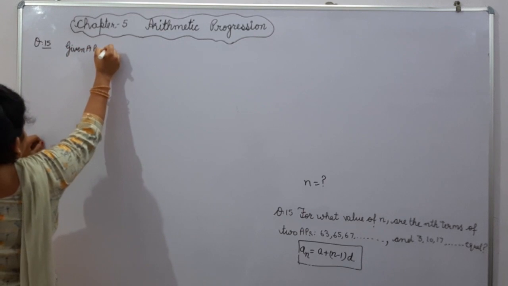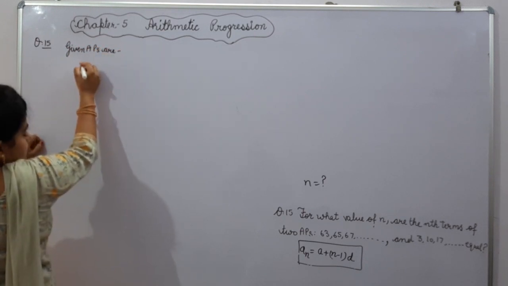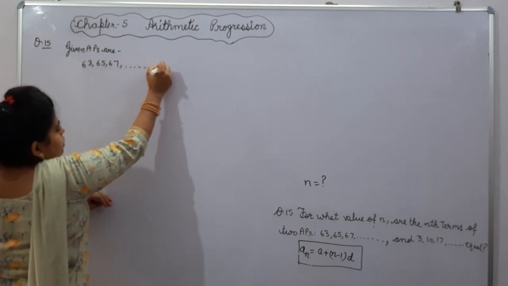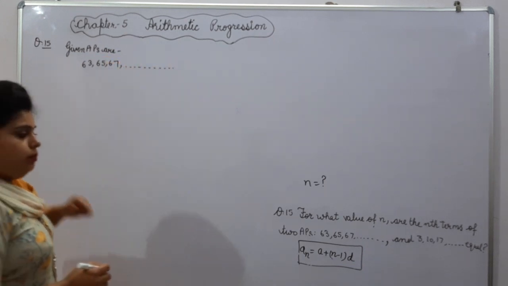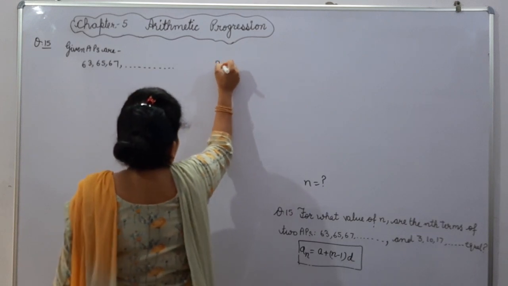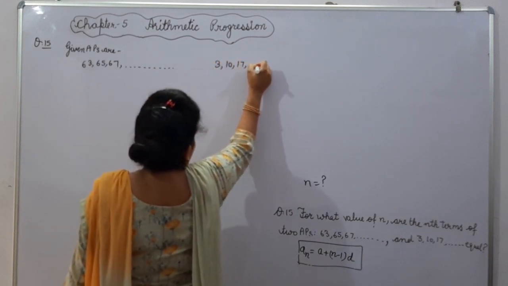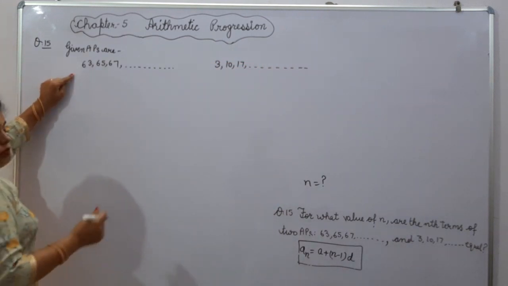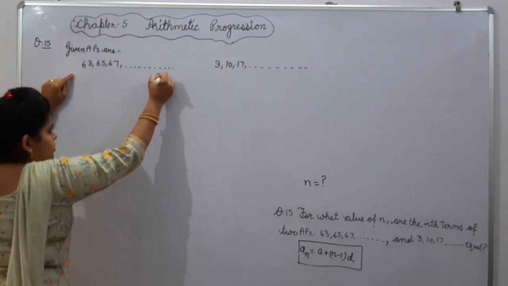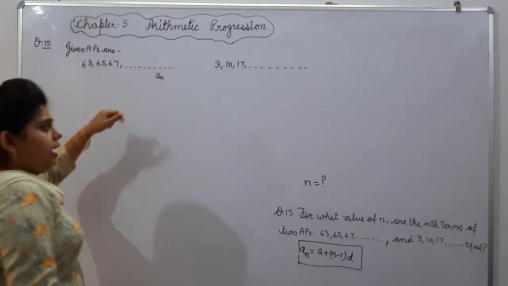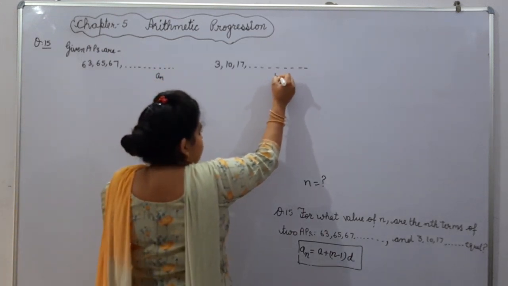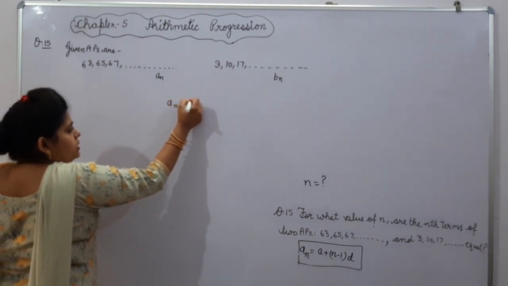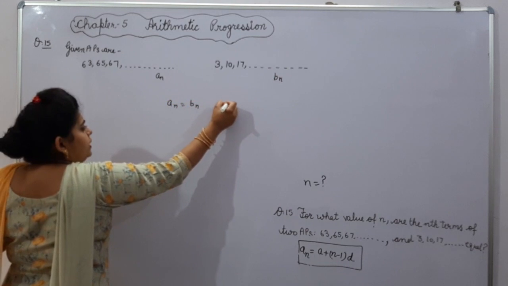APs are 63, 65, 67 and so on. This is our first AP, and the second AP is 3, 10, 17 and so on. What is given? Let an be the nth term of the first AP and bn the nth term of the second AP. An is equal to bn is given. We have to find the value of n.